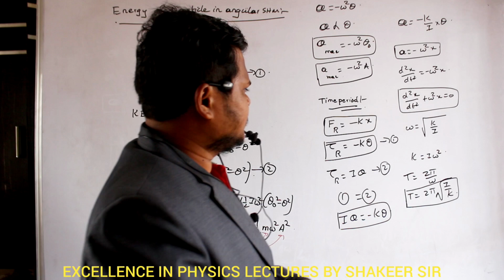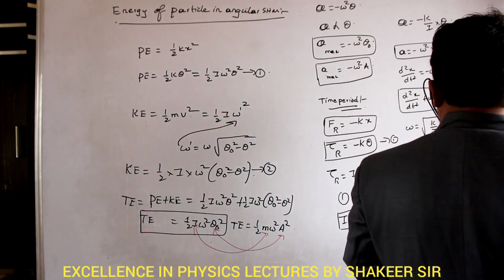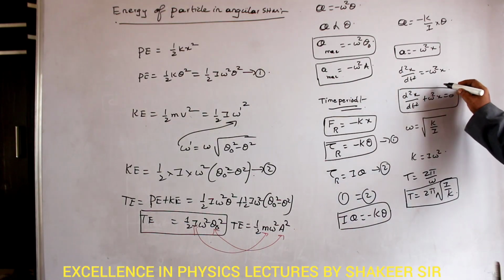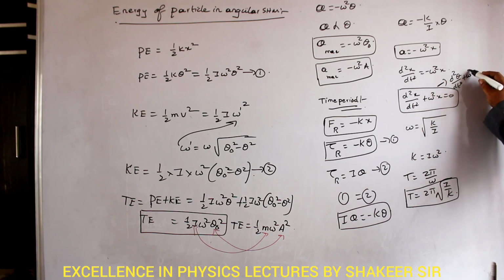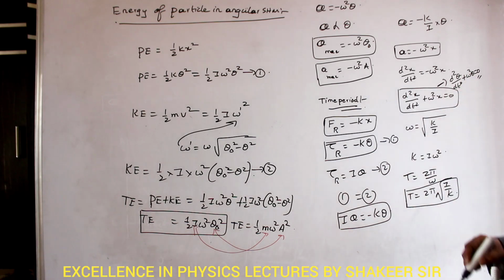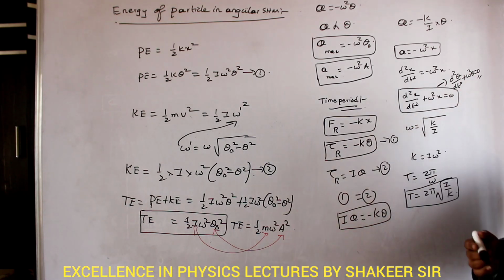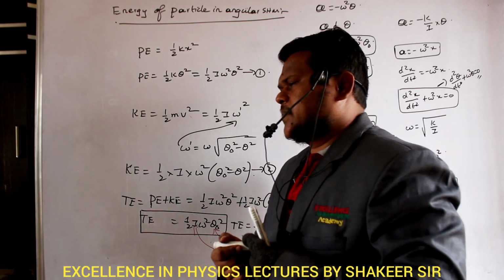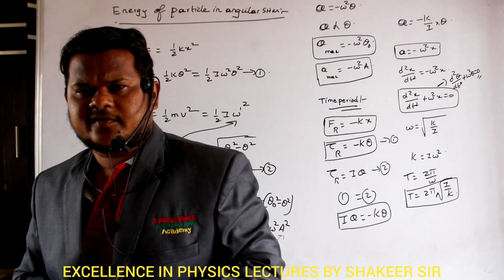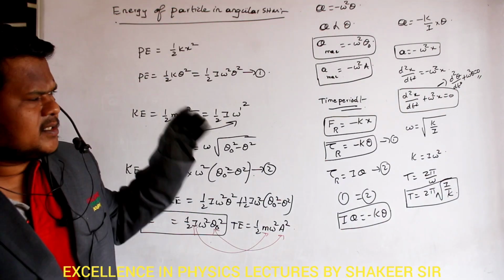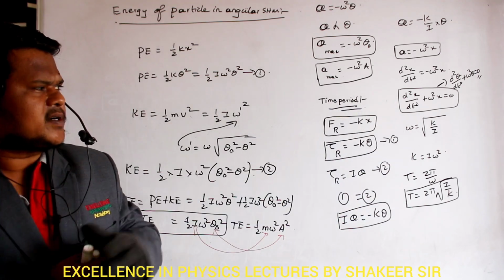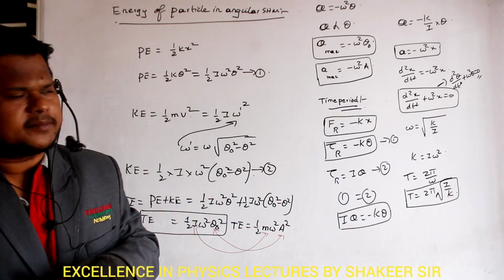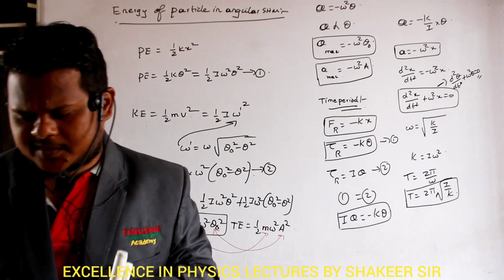Similarly, in the case of angular SHM, how can I write the basic equation of SHM? I can write d square theta divided by dt square plus omega square into theta equal to 0. Clear? So these are the different equations which we have in the angular SHM of a particle, and all these equations of angular SHM are always comparable with the equations of linear SHM. Clear? Come on, make a note up to here.